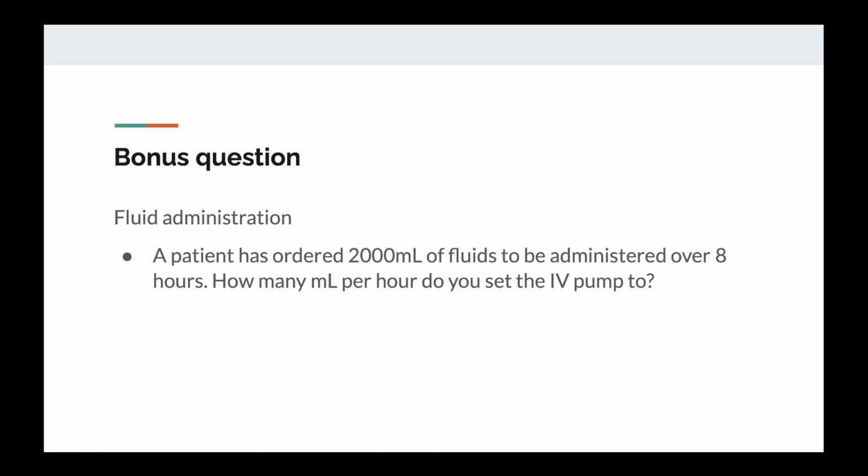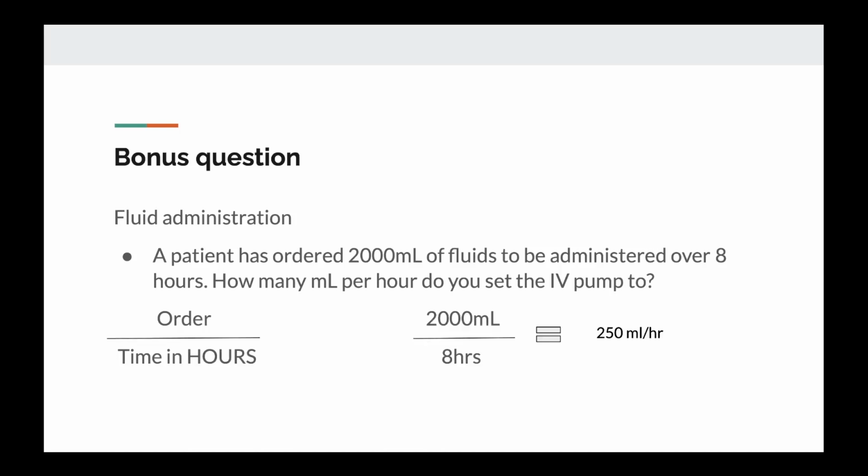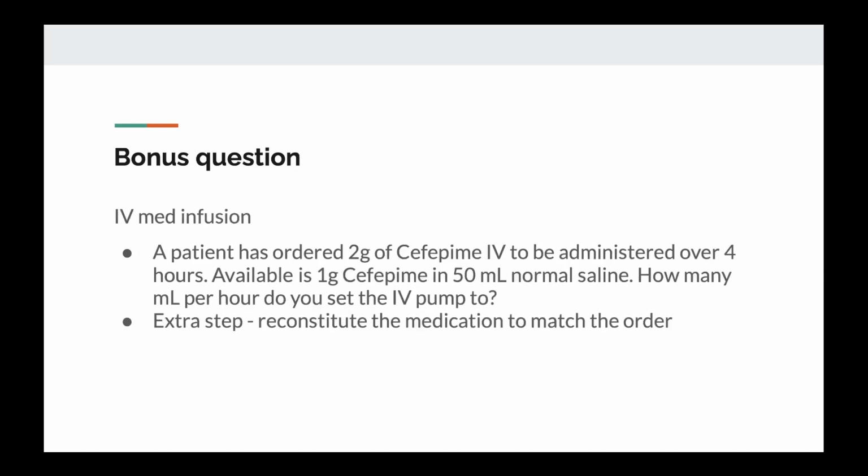Pretty much same concept as our easy question. You take the order, but instead of dividing by what we have available, we're going to administer by time, and specifically time in hours. So a patient has 2,000 divided by 8 hours, what does that give us? That gives us 250 milliliters per hour.